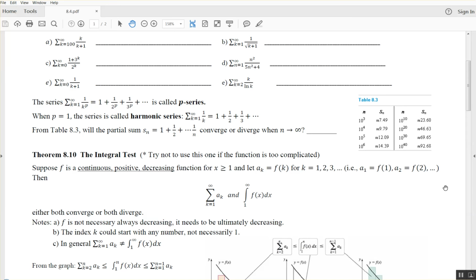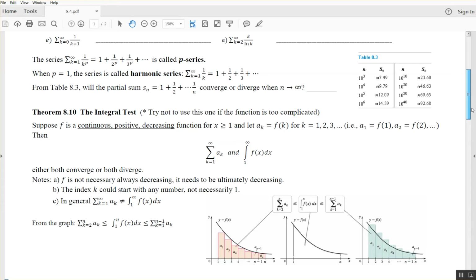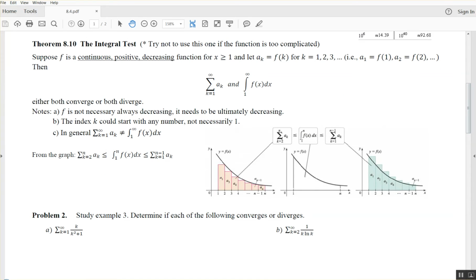The next test we want to study is the integral test. A comment I have is to try not to use this if the function is too complicated. We are going to study a whole bunch of different tests, so you have a lot of options. This integral test says that if f is continuous, positive, and decreasing, so it has to be decreasing.